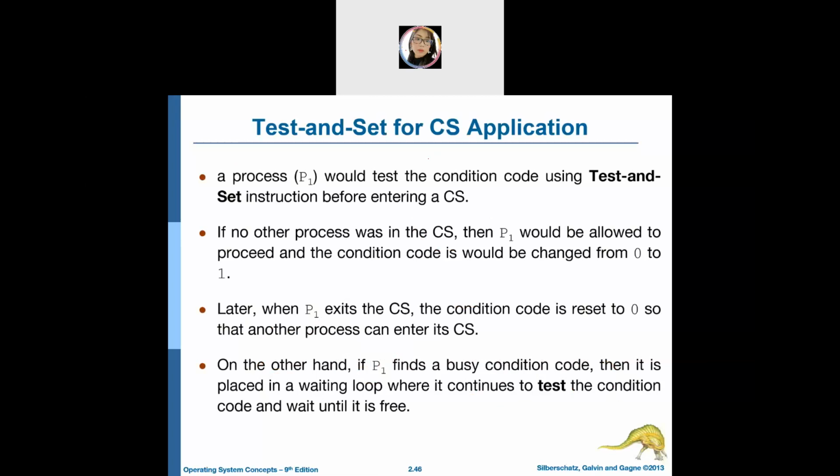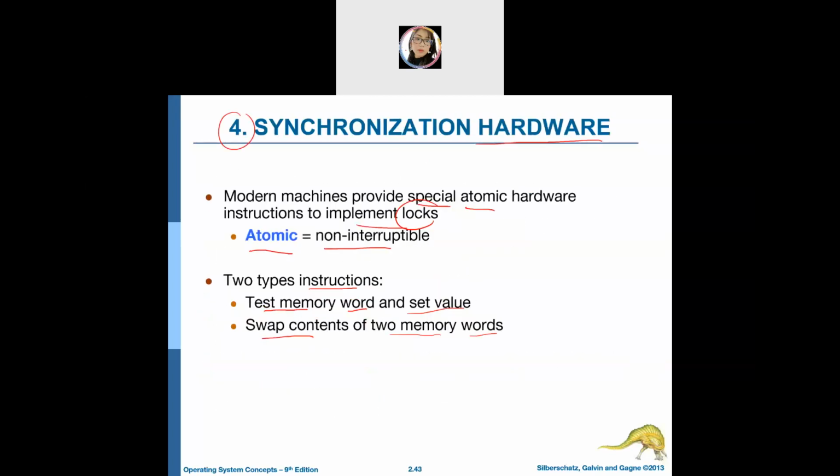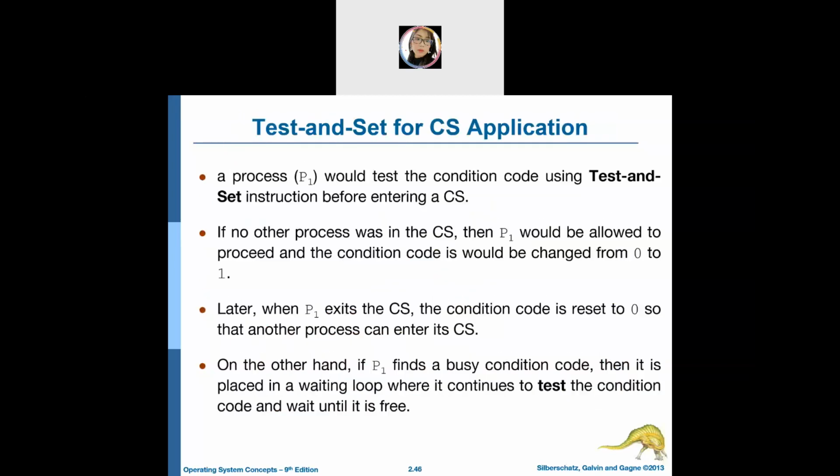How are you going to relate test and set to the CS application? This is under the synchronization hardware. But how are you going to relate it to our critical section? Let's say you can have P0, P1, P2. So let's say you have a process which we assume is P1. It will test a condition using the test and set instruction before entering the CS. Just now you know you're going to request, but how do you approve before you enter the CS? So here is the test and set, before you can accept a process to enter the CS.